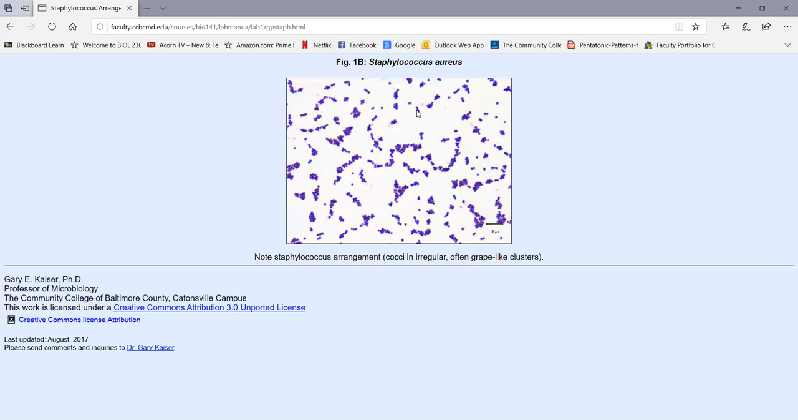Now, some of them break apart. So we see short chains, pairs, and singles. Some of them just get kind of clumped together. That's actually a clump of several staphylococci. But again, these are the staphylococcal arrangements, these nice little tapering grape-like clusters. So when you see that primarily, that would be a staphylococcus arrangement.